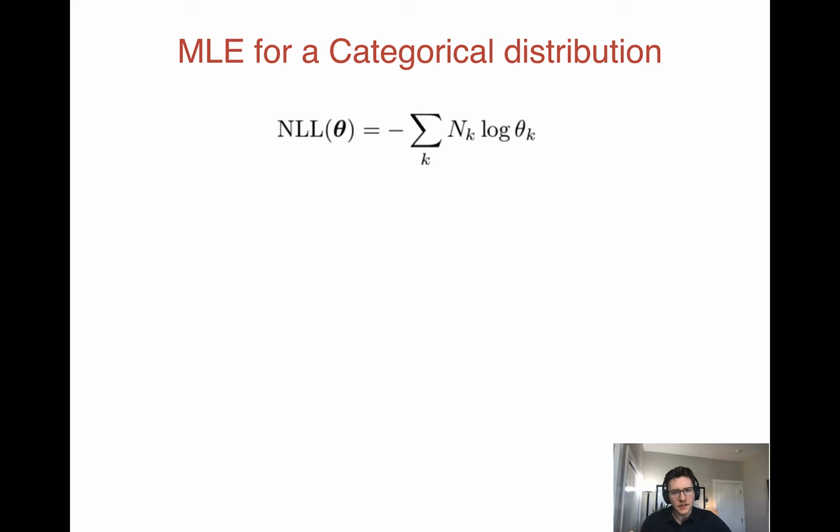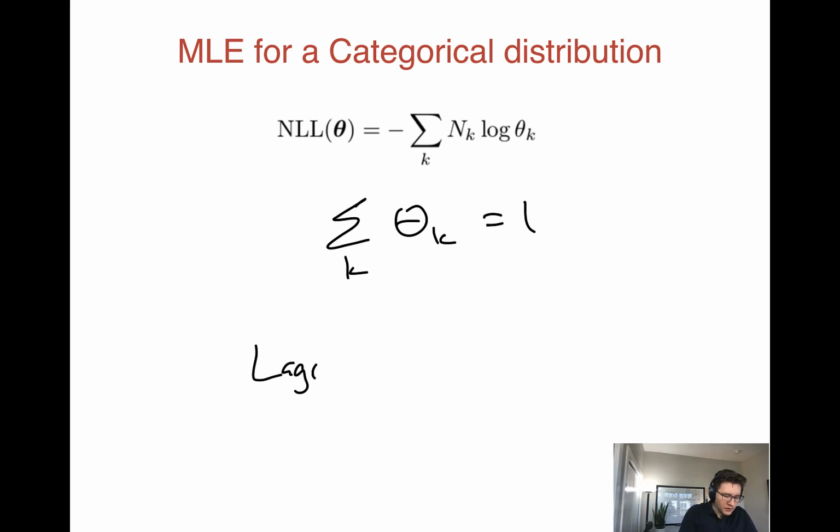So because of this constraint, sum of theta k equals 1, we're not going to be able to do this quite yet. We're going to need a technique that we're going to talk about in the next chapter called the method of Lagrange multipliers. This is a way to incorporate constraints into our optimization. So we'll show how to do that in the next chapter.